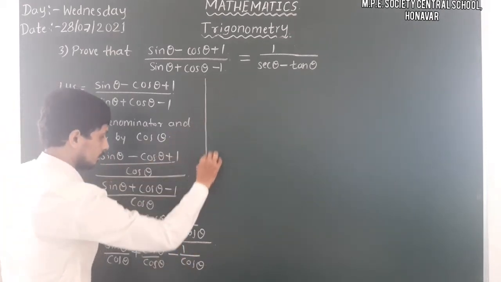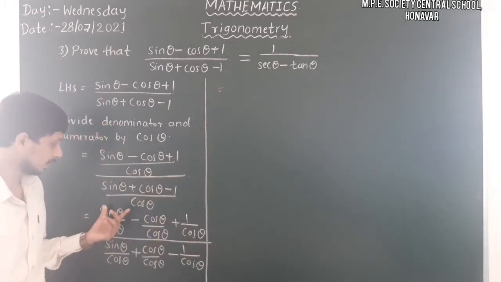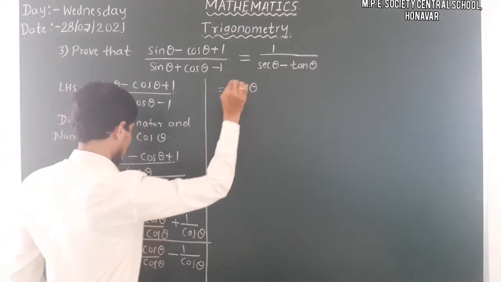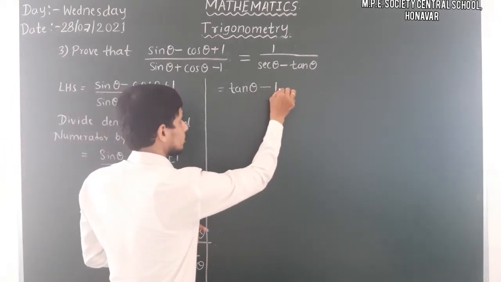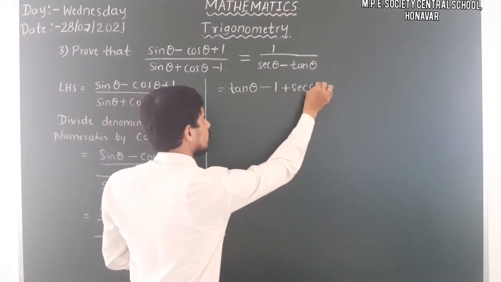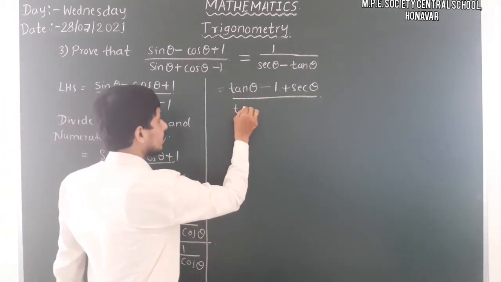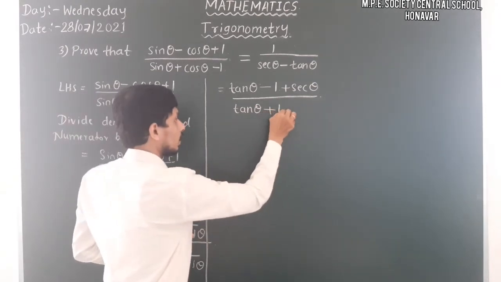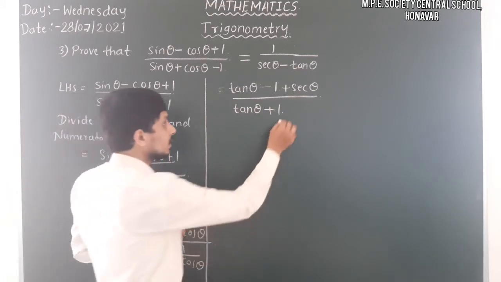Then it is equal to, just observe, sin theta by cos theta, which is nothing but tan theta. Then minus, cos theta and cos theta cancel, minus 1. Then plus 1 by cos theta, which is nothing but secant theta, divided by, and here sin theta by cos theta is tan theta, plus cos theta by cos theta is 1, which cancels, then minus 1 by cos theta, minus secant theta.